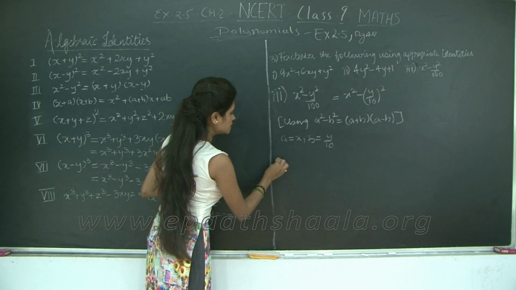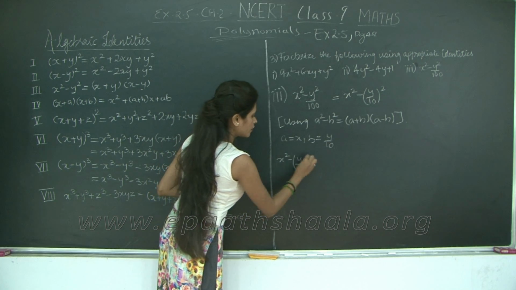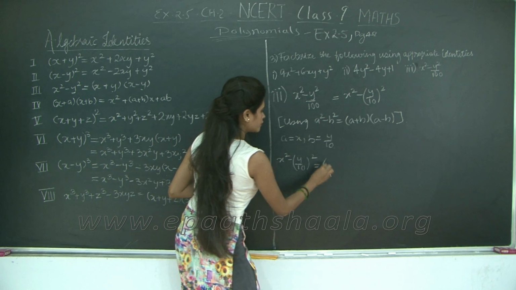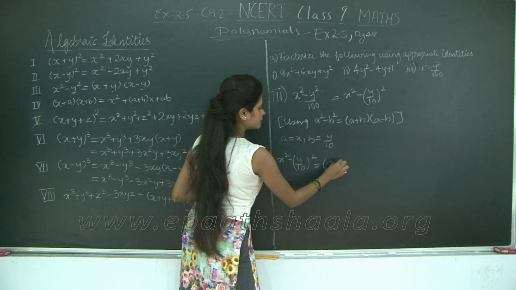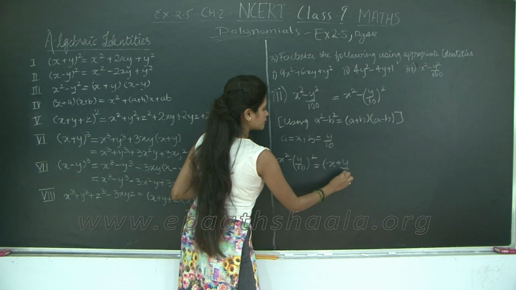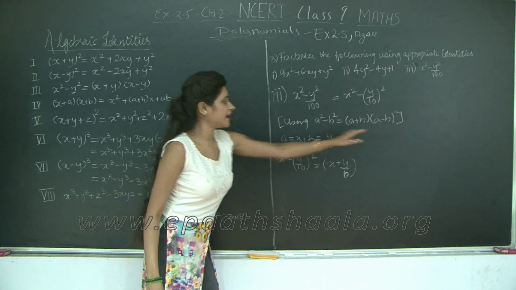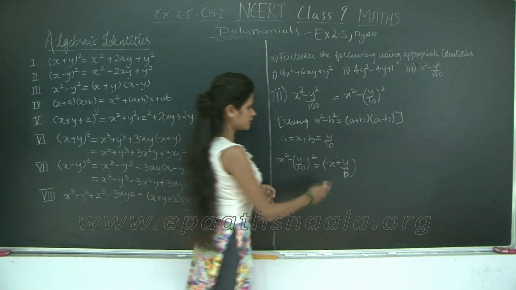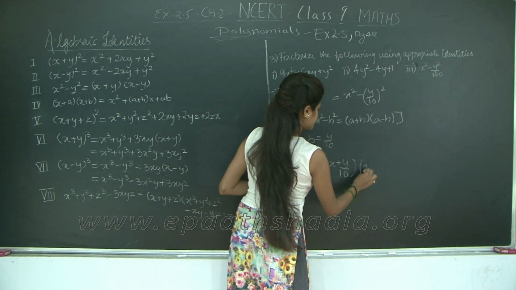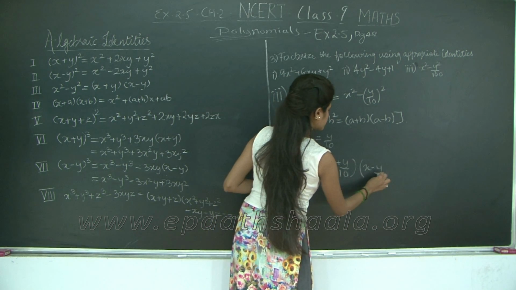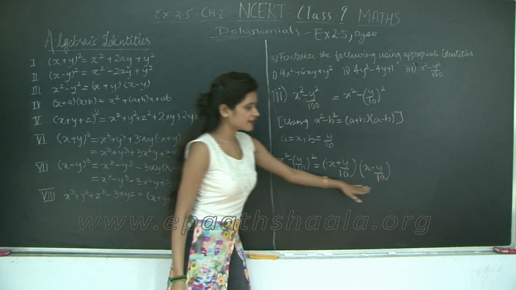Therefore, my sum becomes x square minus y upon 10 the whole square is equal to a plus b, so x plus y upon 10, right, and a minus b, so x minus y upon 10. Right. So we have solved the sum.